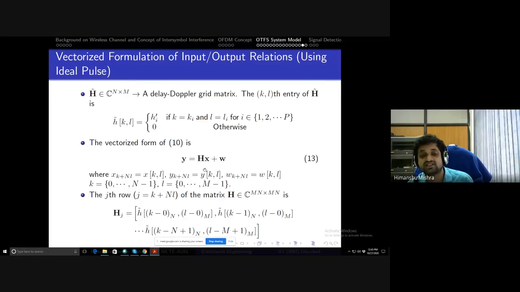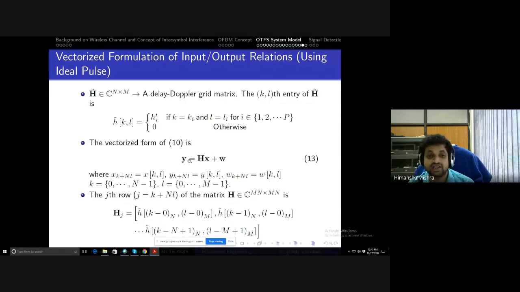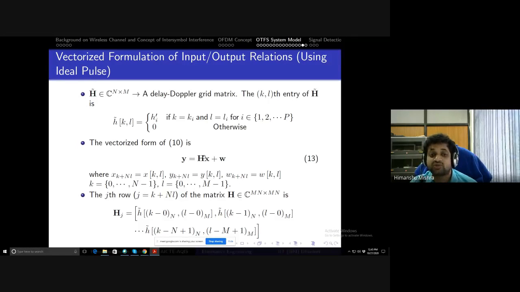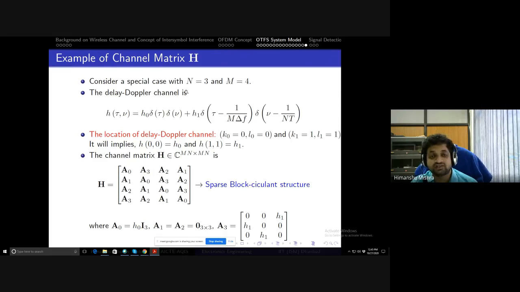Once you get the vectorized relationship, the next point is the structure of this H. That is interesting. And remember one point: the structure of this H is not the same as in conventional OFDM techniques or anything else. If you take an example, whatever example I have taken, N equal to 3, three Doppler bins and four delay bins. This is my channel representation. It's a delay Doppler channel.